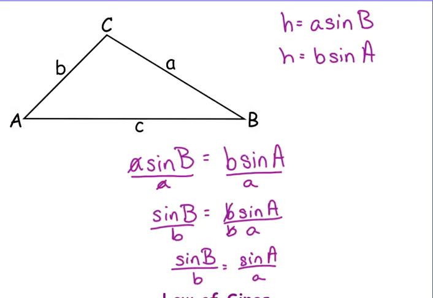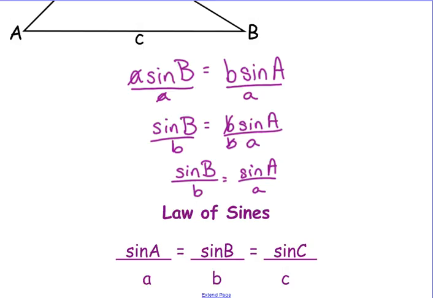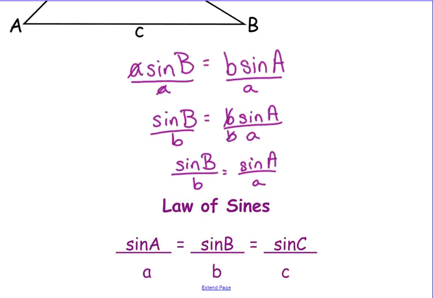Now, I could do a similar thing and involve side c and angle C with this. I could draw a right angle originating from one of the other angles. I'm not going to go through that because it really does boil down to exactly the same thing here. But what you do need to know is this is the law of sines. The law of sines says that the sine of an angle divided by its corresponding side is equal to the sine of another angle divided by its corresponding side.